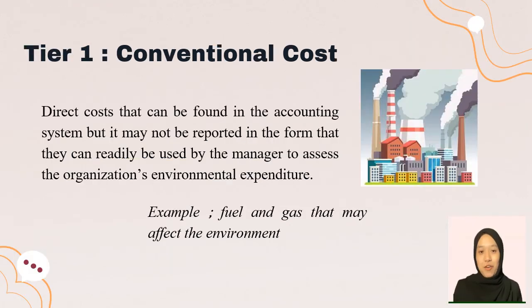Tier 1 is the conventional cost. Conventional cost is a direct cost that can be found in the accounting system, but it may not be reported in the form that it can readily be used by the manager to assess the organization's environmental expenditure. For example, the fuel and gas that may affect the environment.